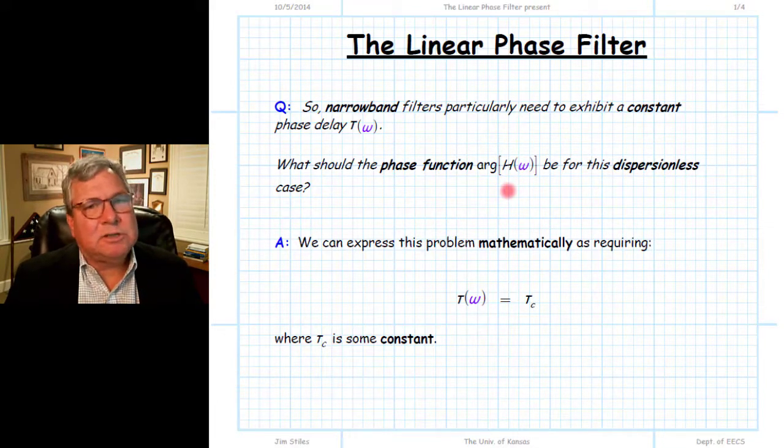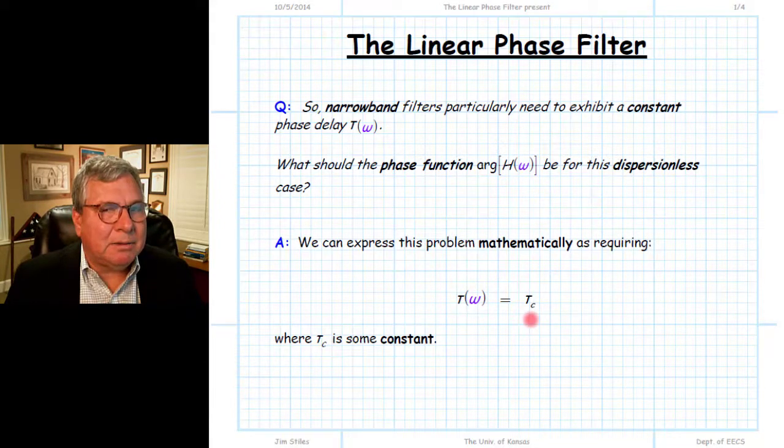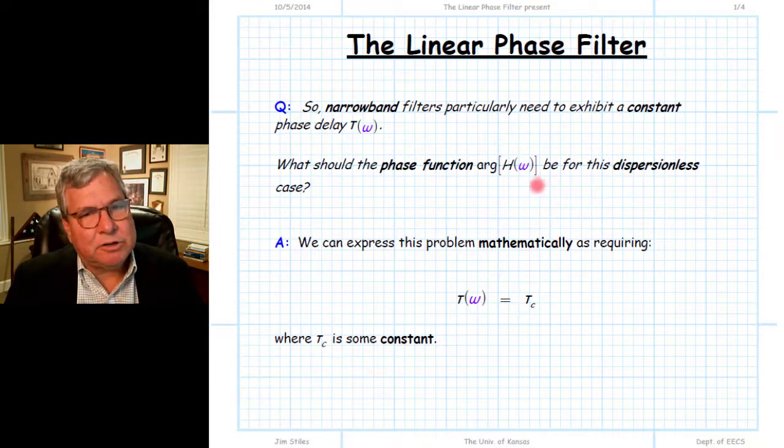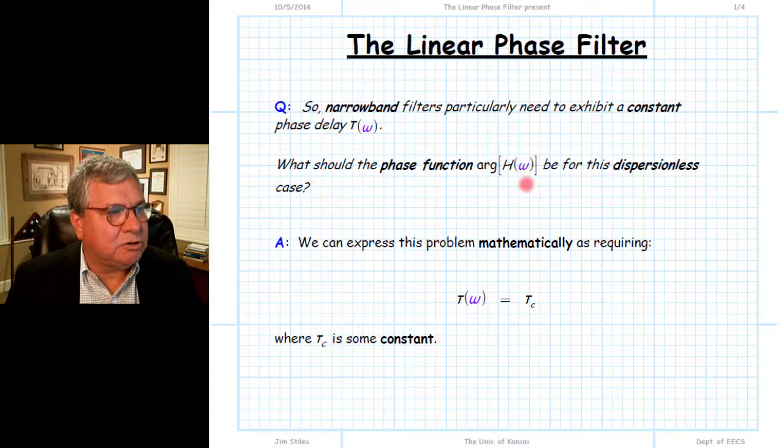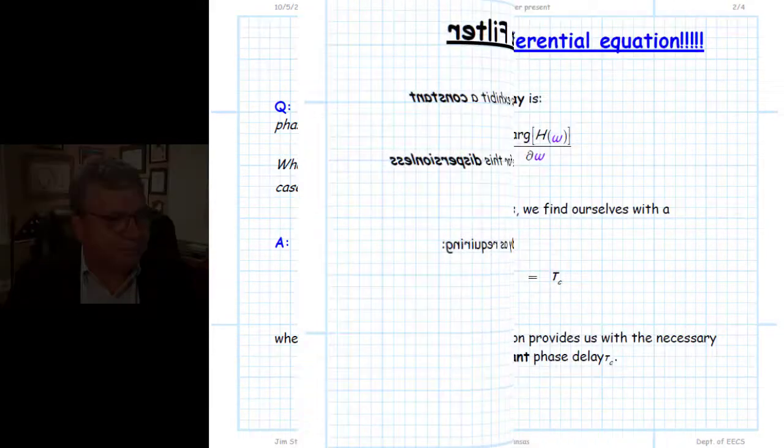And so we might ask ourselves, if we have an ideal filter such that the phase delay is constant across the pass band of the filter, what would the resulting phase function be? What is the ideal phase function? So let's look at that.